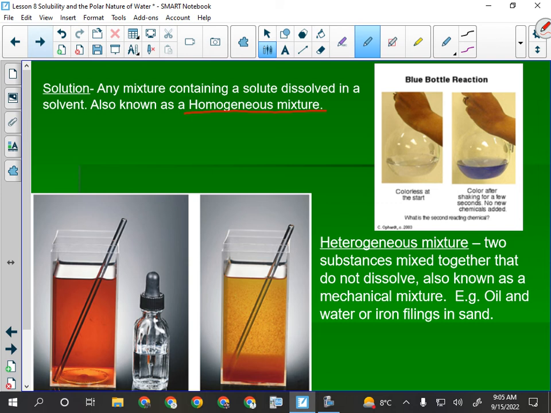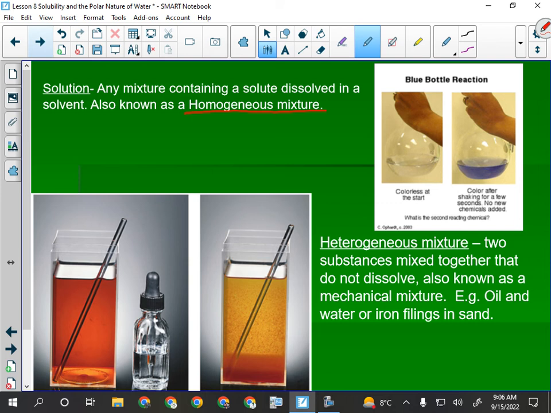Hetero means two or more. It actually means many. So if I have a heterogeneous mixture, that means it has two or more visible parts. So a heterogeneous mixture is two substances mixed together that do not dissolve. It is also sometimes called a mechanical mixture. You can get it suspended, but it won't stay there.